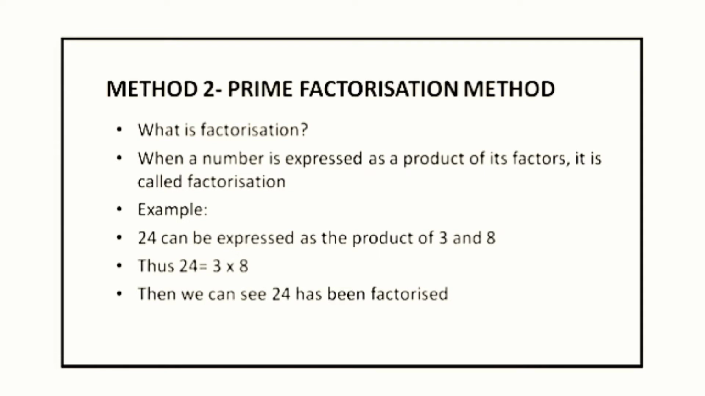When a number is expressed as a product of its factors, it is called factorization. For example, we can see that the number 24 can be expressed as the product of 3 and 8. 3 and 8 are the factors of the number 24. Whenever we are able to represent a number using the product of its factors, it is called factorization. Thus, we can write 24 as 3 into 8, and this is how the number 24 has been factorized.